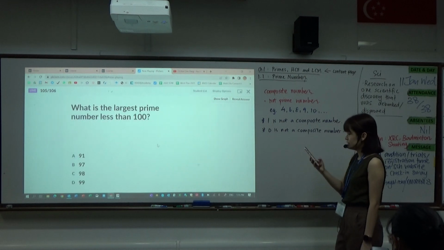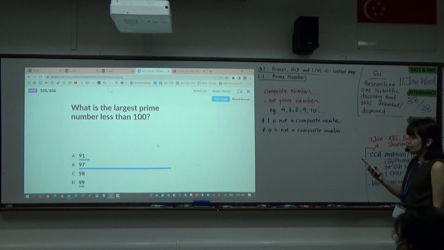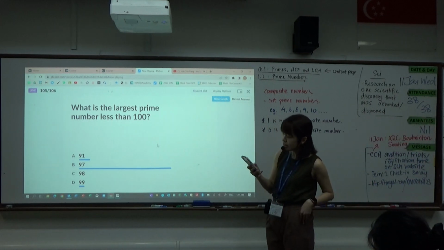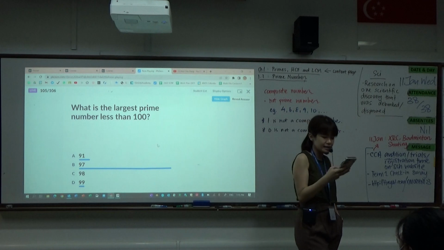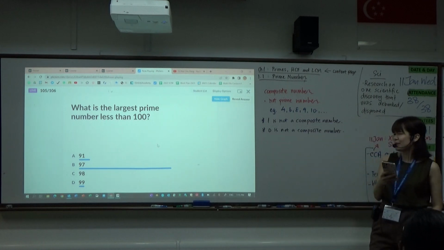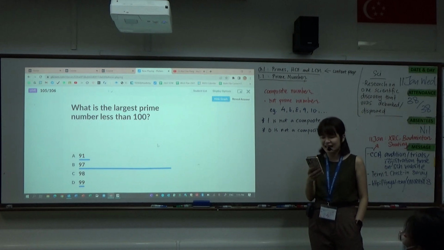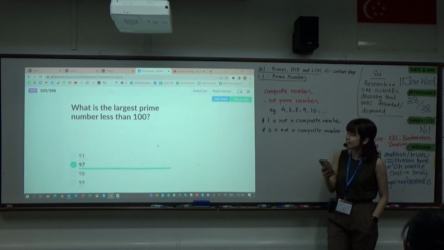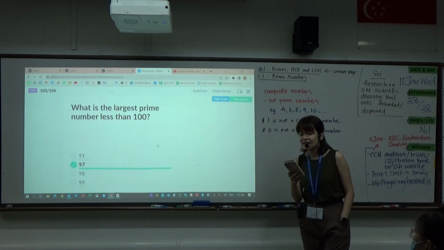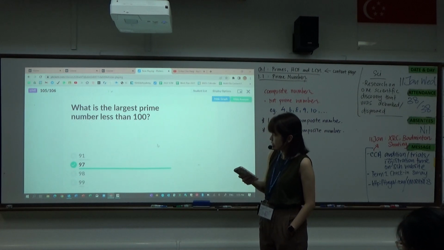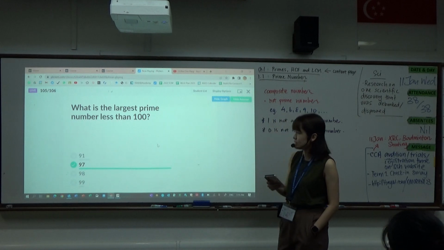So, most of you gave me 97. And some of you gave me 91 and 99. 99 cannot be prime, because 99 can be divided by 9, and we can also divide by 11. So the correct answer is 97. 97 is a prime number, and it's the largest prime number below 100.